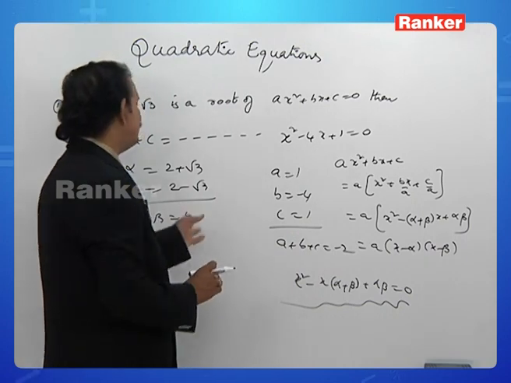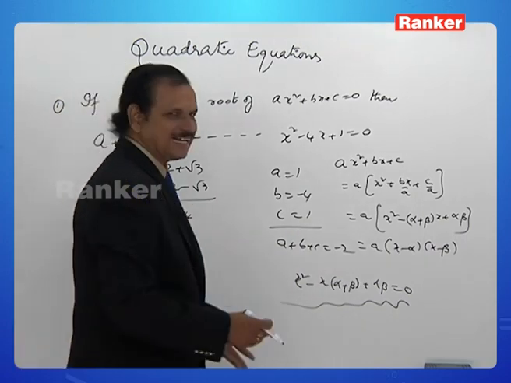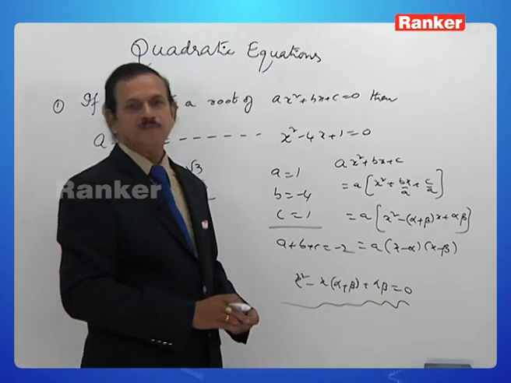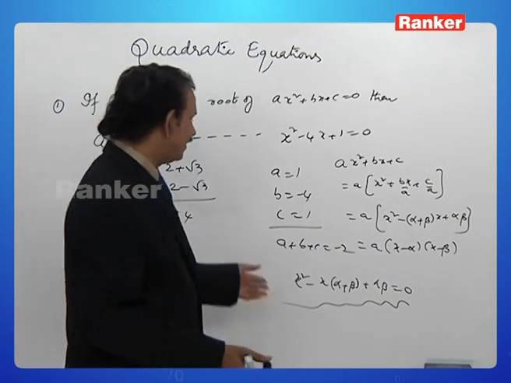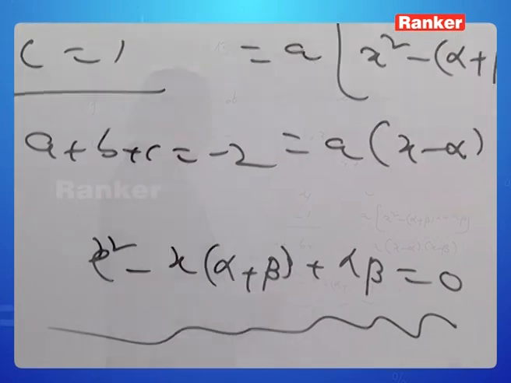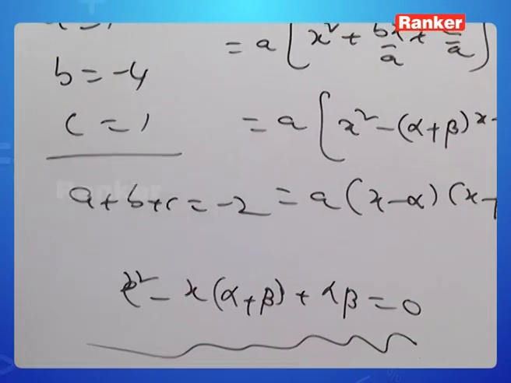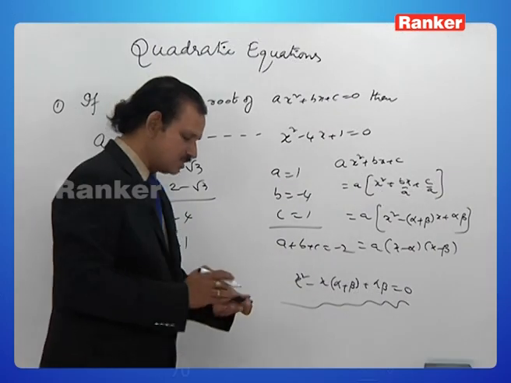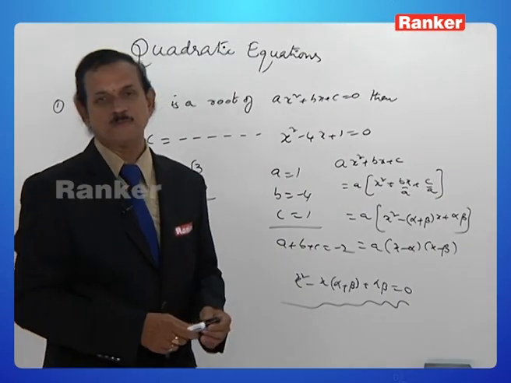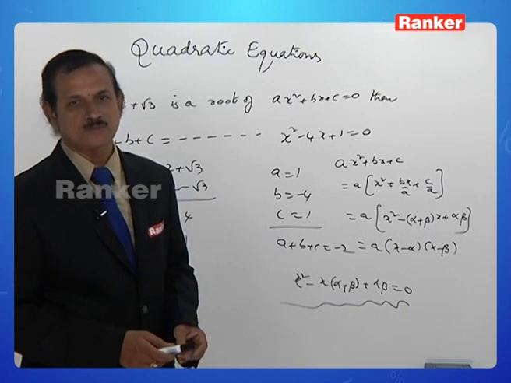So with the help of this problem, we could have recollected the formula of finding a quadratic equation when the roots are given. If roots alpha and beta are there, sum of the roots is alpha plus beta, product of the roots is alpha beta, and the equation is x square minus x into alpha plus beta plus alpha beta is equal to 0.